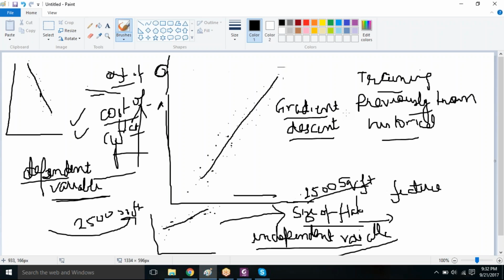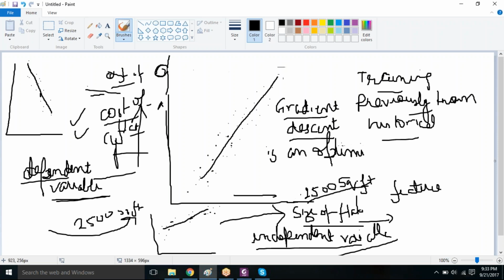Now here, if you see, linear regression is the name of the whole model. And the process through which you find this optimal line, the best fit line, is called gradient descent. So never get confused between these two. The optimization procedure followed in linear regression is done by gradient descent. Gradient descent is what we call an optimization algorithm.